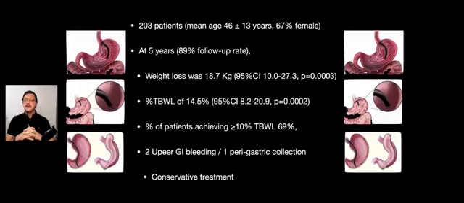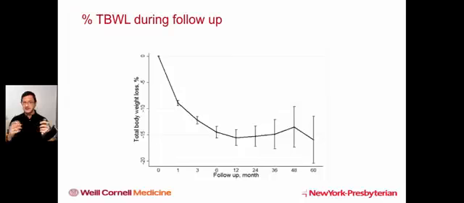And the percentage of patients that achieve more than 10% of total body weight loss is 70% at the end of 5 years. During this whole time, 2 upper GI bleedings, 1 perigastric collection that were treated conservatively. Just to note that only around 30 to 40 patients get up to the 5 years, but it is there.